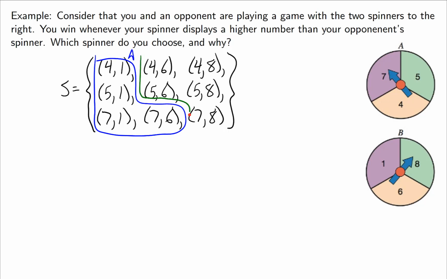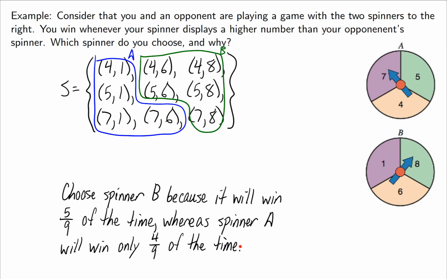With that said, spinner B, you'll notice, has the rest of them as its wins, and spinner B has more. Choose spinner B because it will win 5/9 of the time, whereas spinner A will win only 4/9 of the time.